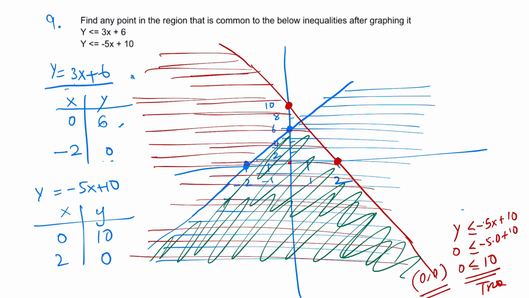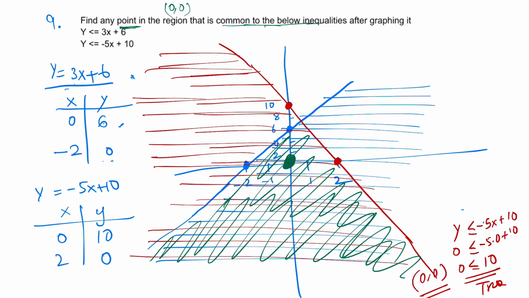So now the question is asking us to find a point in this region that is common to both the inequalities. So you can pick any point. My favorite point 0 comma 0 is part of both the red and blue regions. So I can just say 0 comma 0 could be one of the answers.